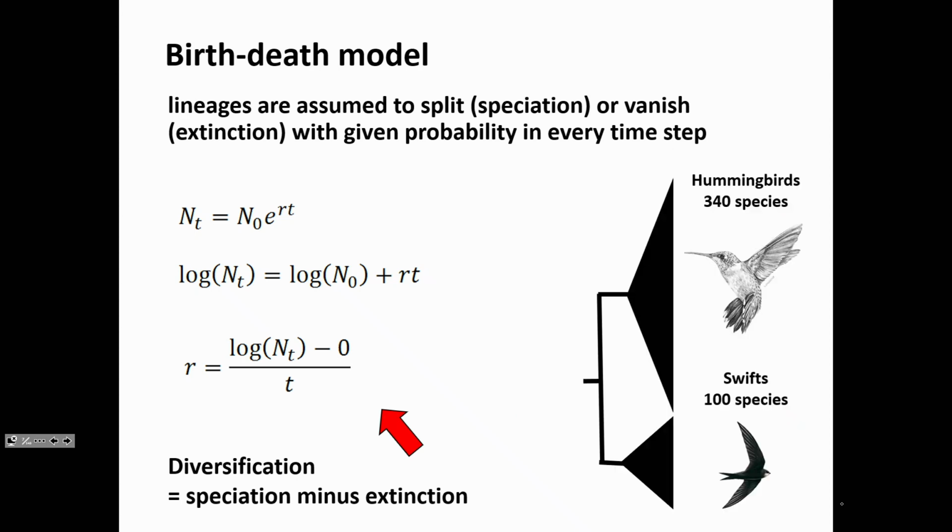So if we have 2 clades of the same age, such as hummingbirds and swifts, which one of them will have faster diversification? What do you think? Which one? Hummingbirds, right? So there's more species, there is faster diversification. You can say that the species accumulate faster within hummingbirds than within swifts.